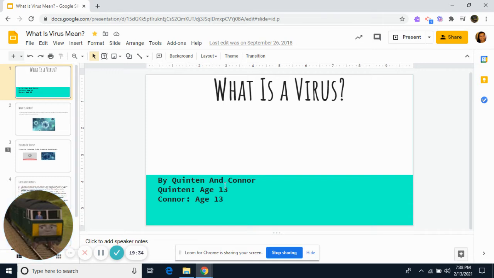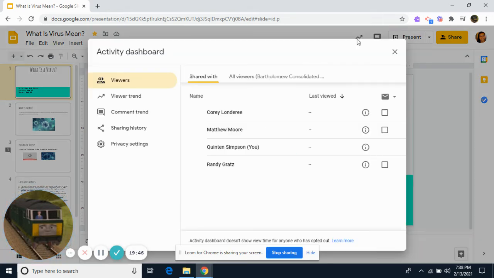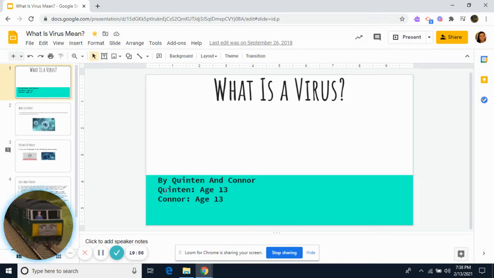By Quentin and Connor. If you don't know who Connor was, Connor Meek was my other friend that I used to have. He was pretty calm. He's not that bad, I promise. I think I didn't share it with Connor, so Connor doesn't know what it is. Maybe I forgot to share it with him. So yeah, that's what I did.